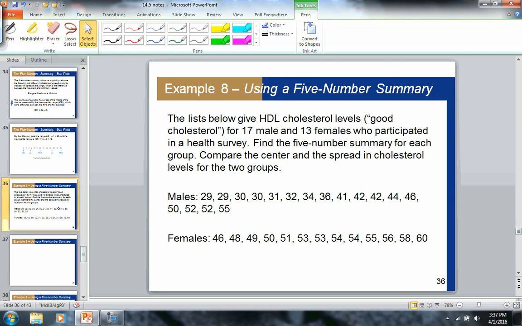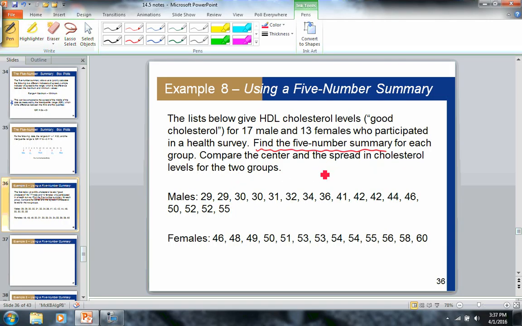Okay, so let's take a look at another example here. Here we have a list of the HDL, the good cholesterol levels, for 17 males and 13 females who participated in a health survey. So we're going to find the 5-number summary. This is what it's going to say in your homework too. Find the 5-number summary for each group and then compare them and make some observations.